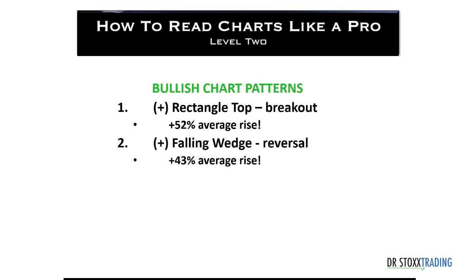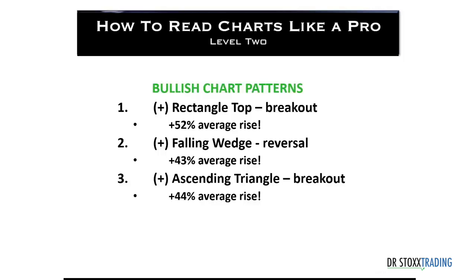That's a massive return. Second, the falling wedge, which is a reversal pattern. In other words, a falling wedge usually occurs in a down trend, and it indicates that once that wedge is broken to the upside, there will be a reversal of trend, and that averages 43%. Thirdly, the ascending triangle breakout, which is a continuation pattern, so it usually occurs in an uptrend. Price consolidates into an ascending triangle formation. Once it breaks out to the upside, on average, you should see a 44% return.